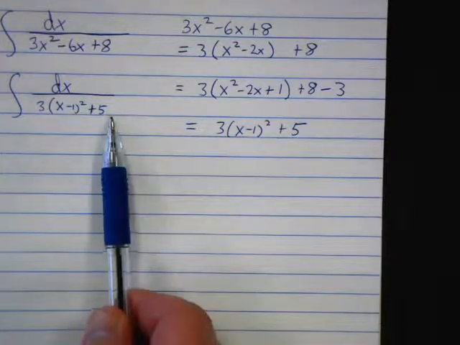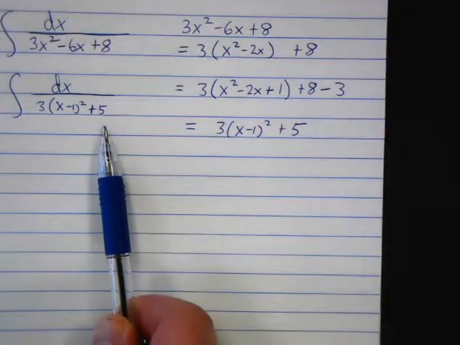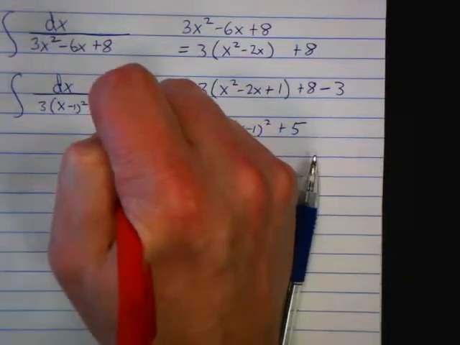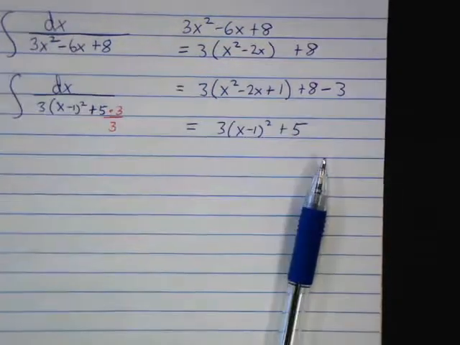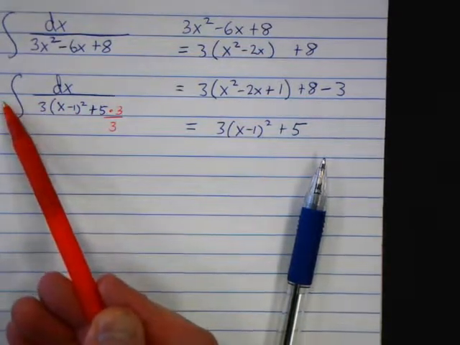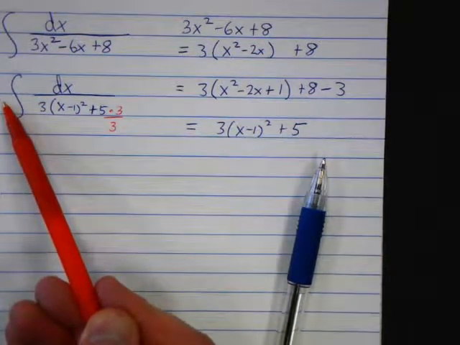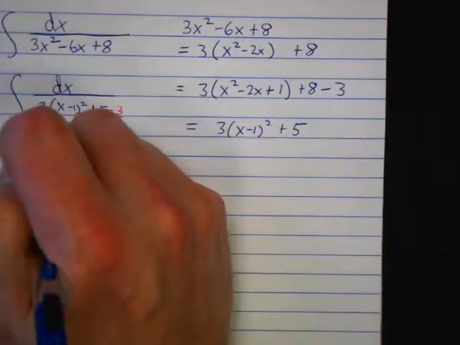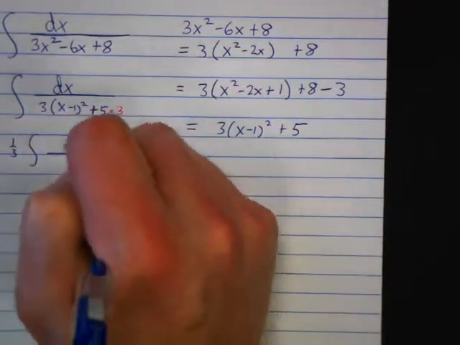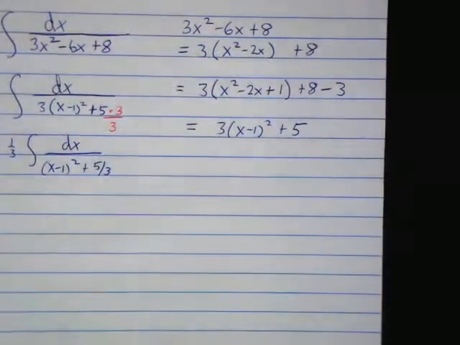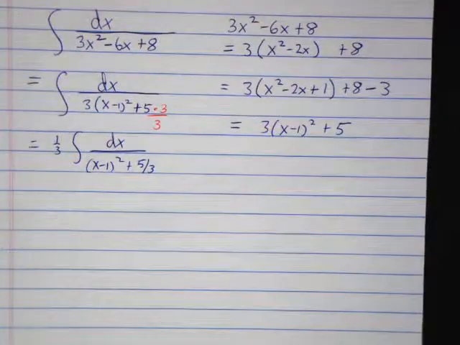Well, if I multiply the 5 by 3, I would also have to divide the 5 by a 3, wouldn't I? Right. So I'm going to take this 5, multiply it by 3 and divide by 3. And then I can factor this 3 out. But remember, this 3 is on bottom, so when I factor it out, it's going to be a 1/3, which I think is what you said. Yep, you're right. We have to rewrite this as 1/3 the integral dx over x minus 1 squared plus 5/3. And now finally we have it in the arctan form.